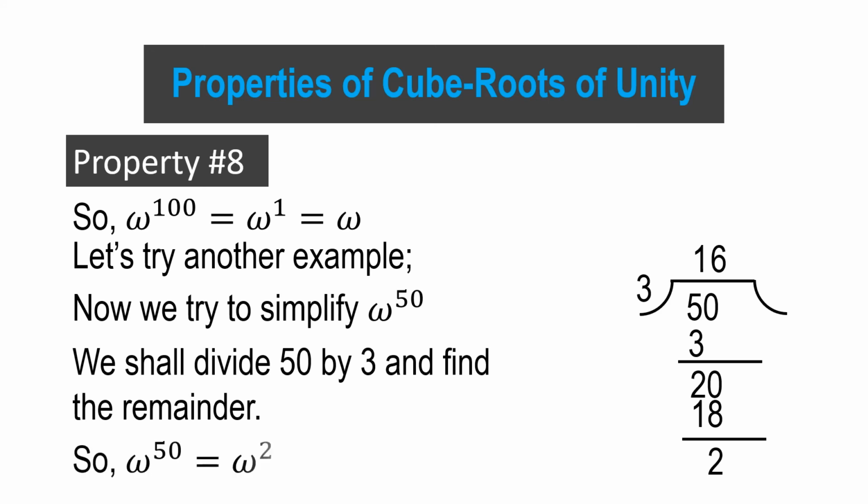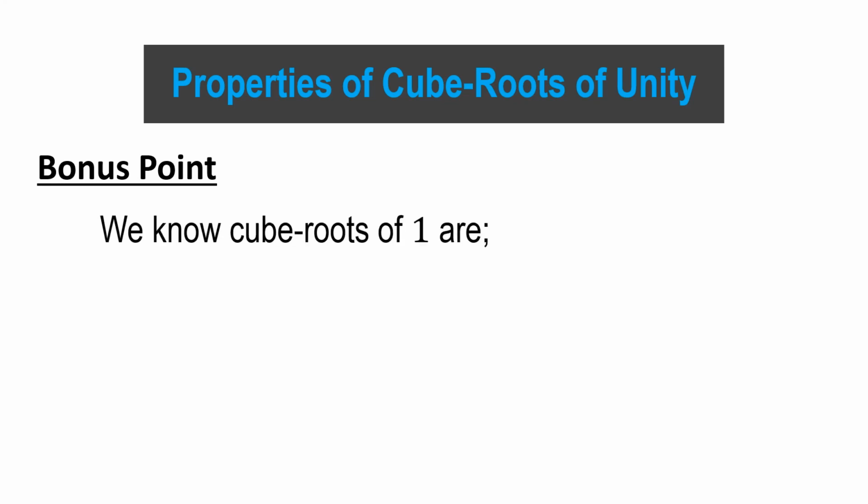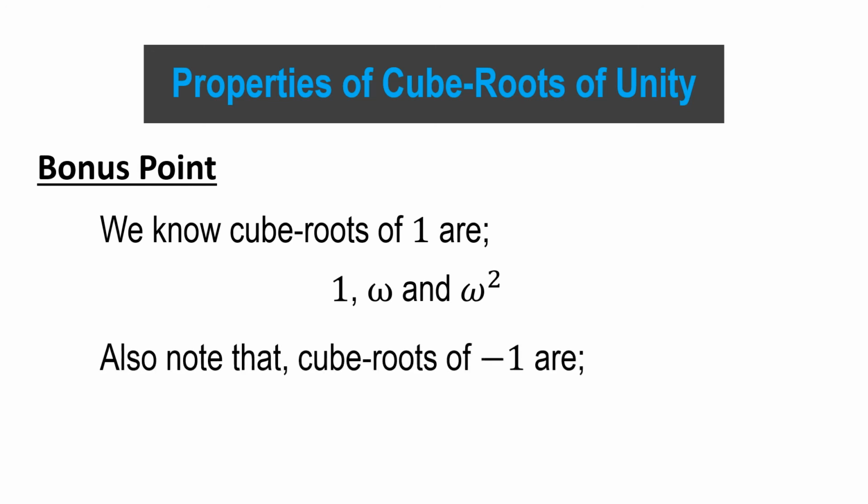Let's try another example. Now we try to simplify omega raised to power 50. We shall divide 50 by 3 and find the remainder. 50 divided by 3, and the 2 is the remainder. So omega raised to power 50 is equal to omega squared.